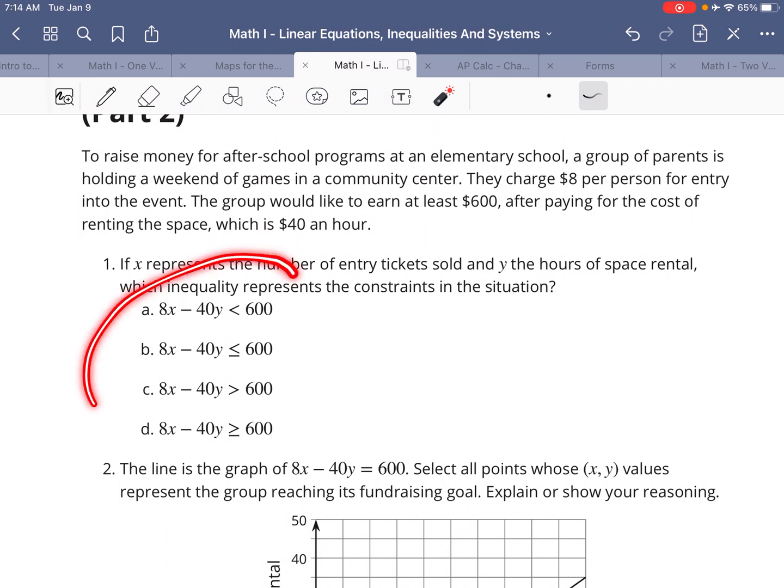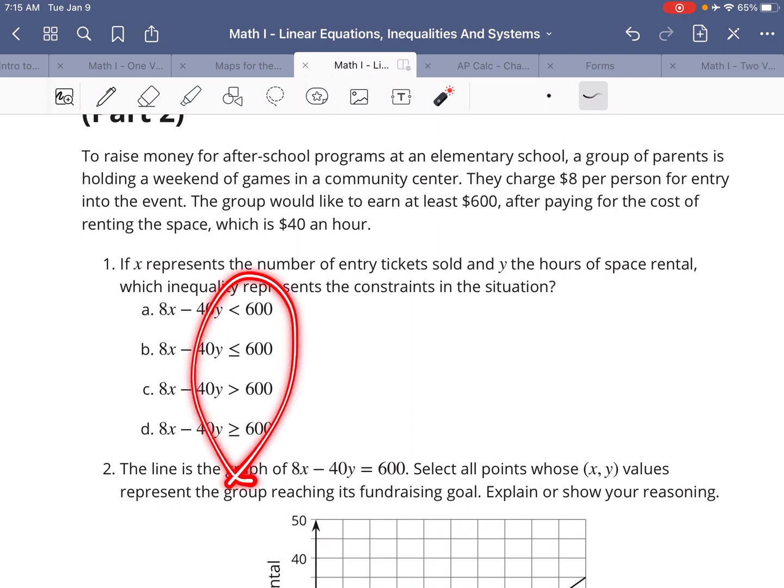Well, they're all exactly the same. You have 8X. That's the amount of money that you're bringing in, minus 40 times the number of hours. That's going to be the amount of money you're spending. If they would like to earn at least $600, which of these inequality signs would say that this amount of money over here, after you do this subtraction, is going to be at least 600?